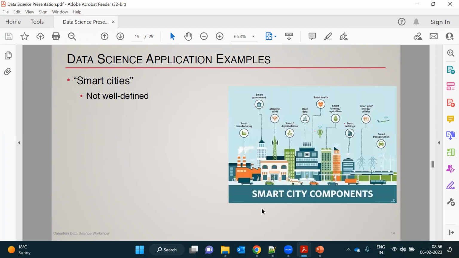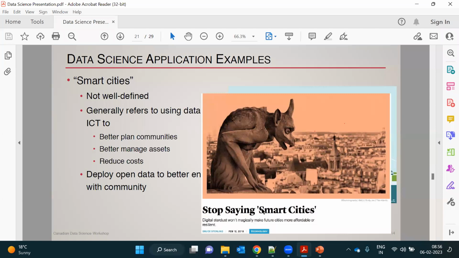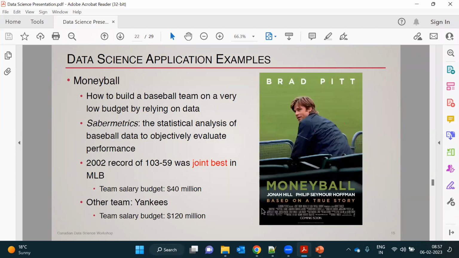These are again smart cities. You can see that it is not well defined, just a general saying: better planning and so on. This is again based on statistics. In sports, you can also see Dream 11 and these things, where predictions are made based on the data. Predictions are made based on the stamina of a particular player, based on his history, whether he can score certain runs in a particular over. So these days, data science is also being used in sports.